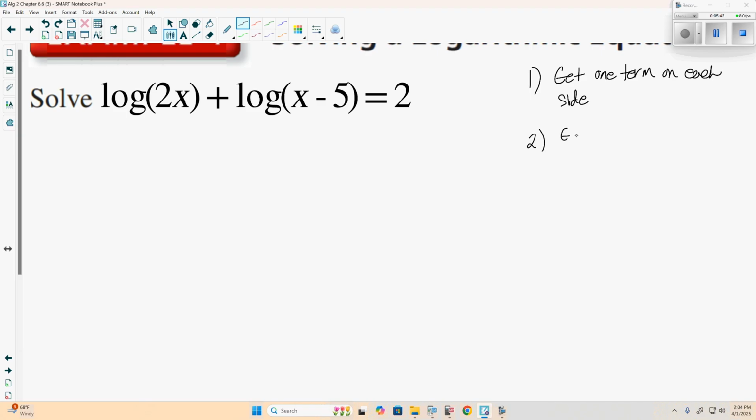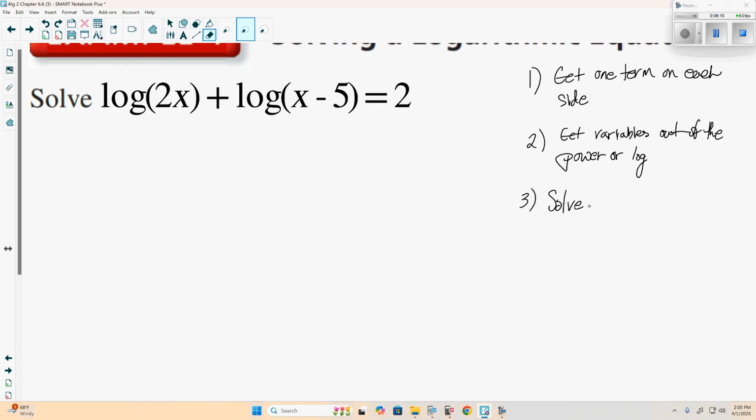2, get the variable or variables out of the power or log. And 3 is just solve. Same 3 steps we had yesterday.